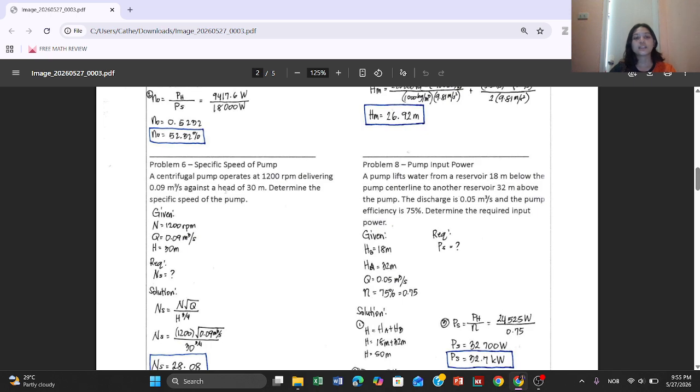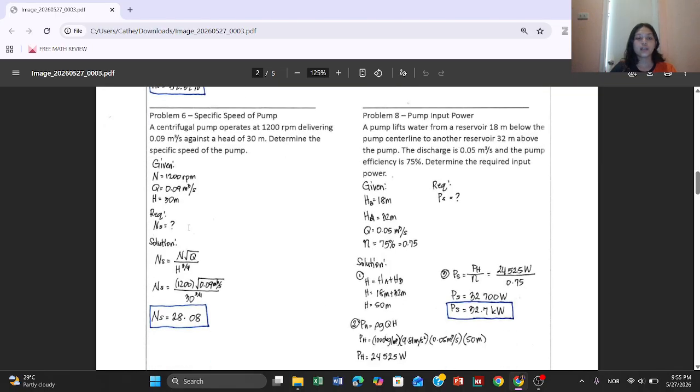So the problem is, a centrifugal pump operates at 1,200 rpm, delivering 0.09 cubic meter per second against a head of 30 meters. Determine the specific speed of the pump. So the given for this problem is we have the speed of 1,200 rpm, a discharge of 0.09 cubic meter per second, and a head of 30 meters.